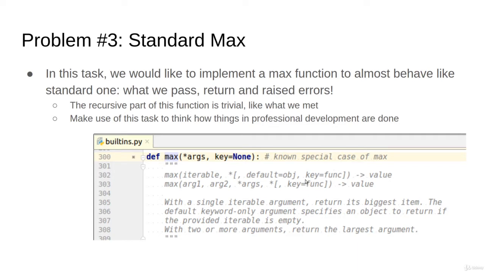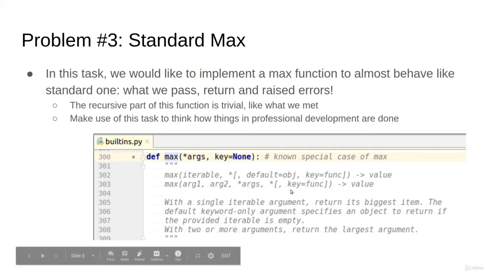Now, thinking about what kind of errors would happen. What might happen if I passed an empty list without a default value? What could happen if I passed only a single value that isn't iterable? What would happen if I passed two values with a default value, or more than 2 values? Try to think about the different errors.